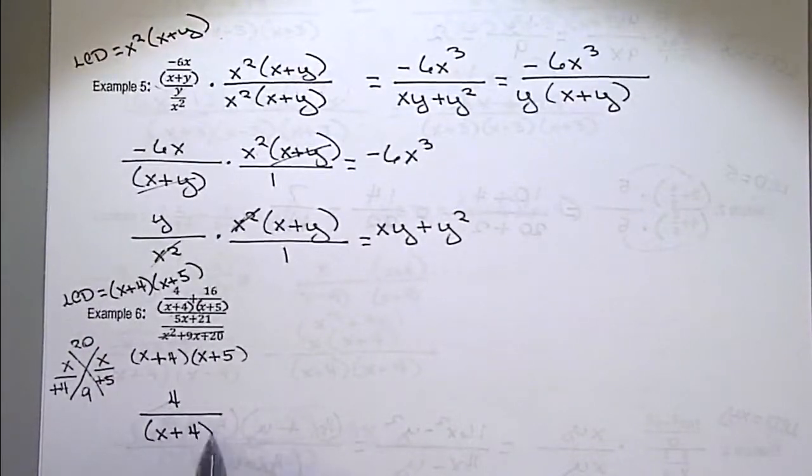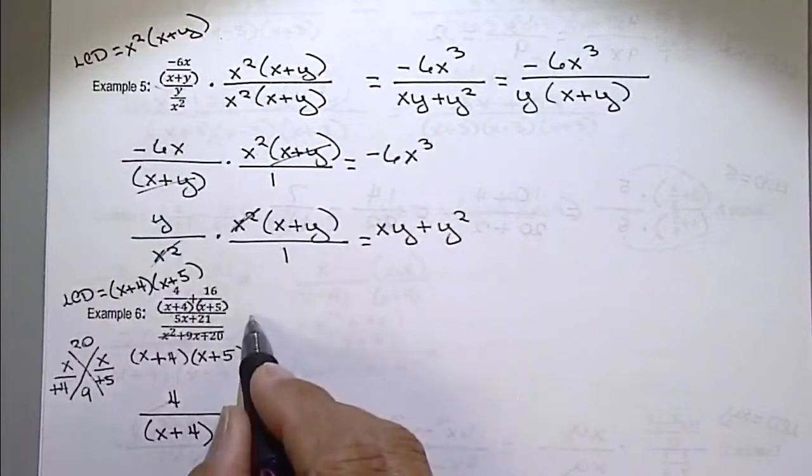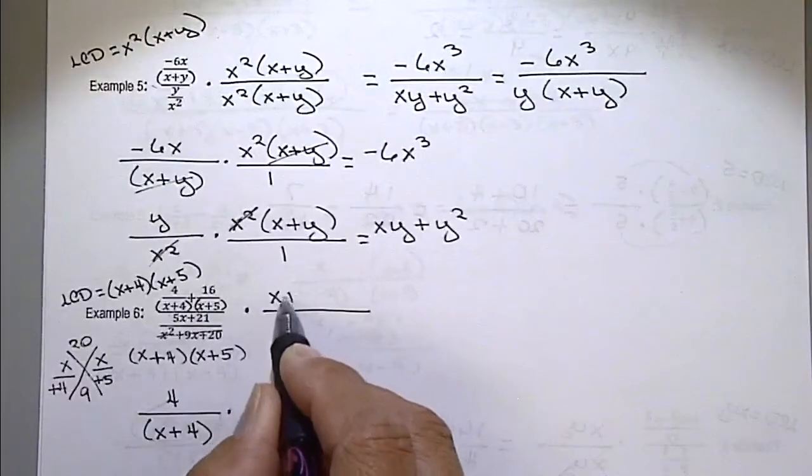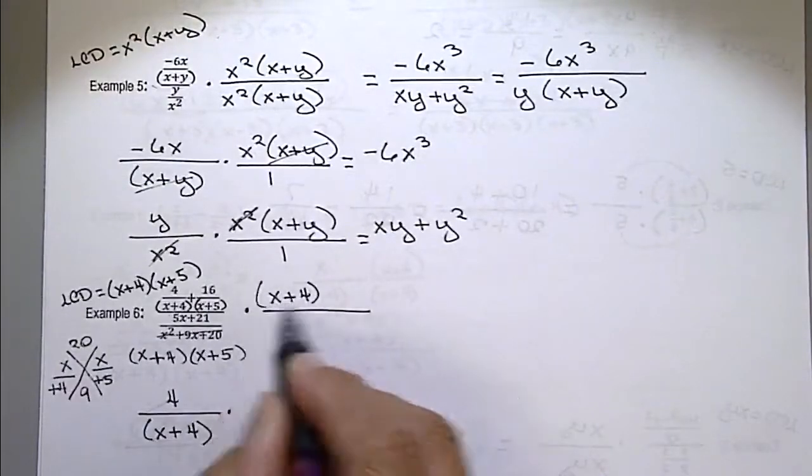That's your first fraction times the denominator. Because here, if you want to see it like this, what we're really doing is we're multiplying that numerator times the least common denominator.